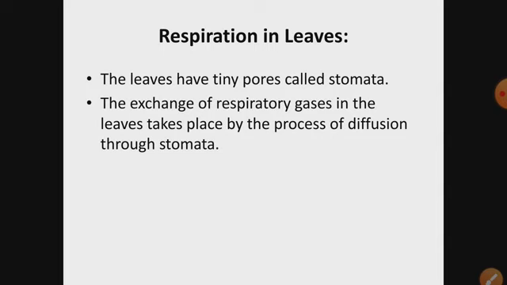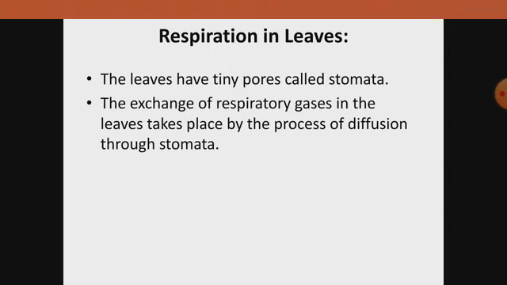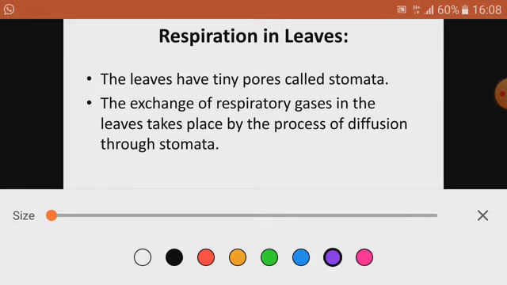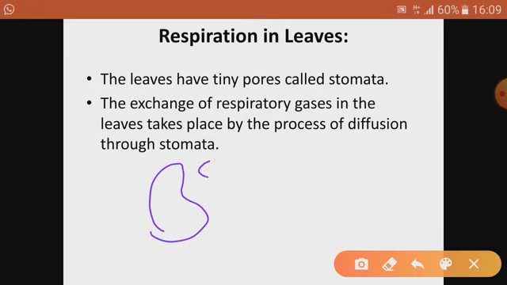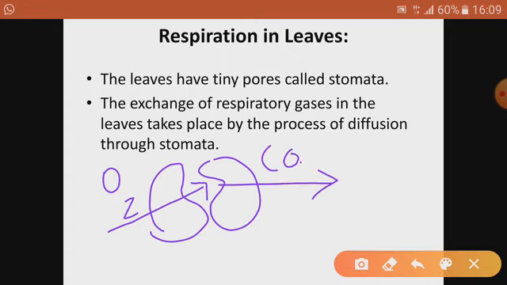And they respire through stomata. Exchange of respiratory gases in the leaves takes place by the process of diffusion through stomata. Because we are talking about respiration, oxygen will get inside and as a gaseous waste carbon dioxide will come out. As we have seen in photosynthesis, the inverse of this happens: carbon dioxide was getting inside the stomata and oxygen was coming out. That's why we say stomata are important for exchange of gases.